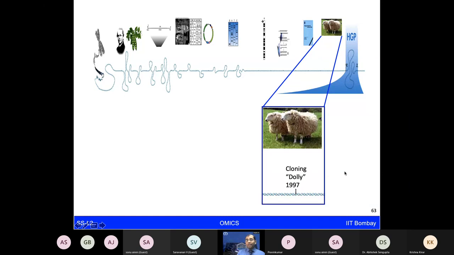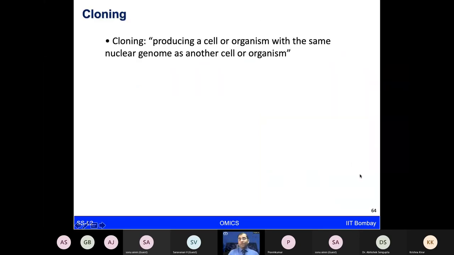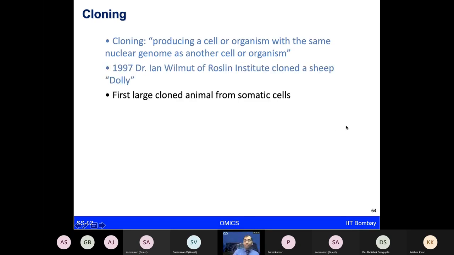Then over the process, people started learning more about cell cycle regulation, and how we can take a cell from even a normal body cell, like a somatic cell, and make a full organism, like Dolly, who was cloned in 1997 by Ian Wilmut. Cloning was one of the scientific fantasies which became true, where you take a cell and reprogram it to produce a full organism. And sheep Dolly was produced at the Roslin Institute in 1997 by Ian Wilmut.